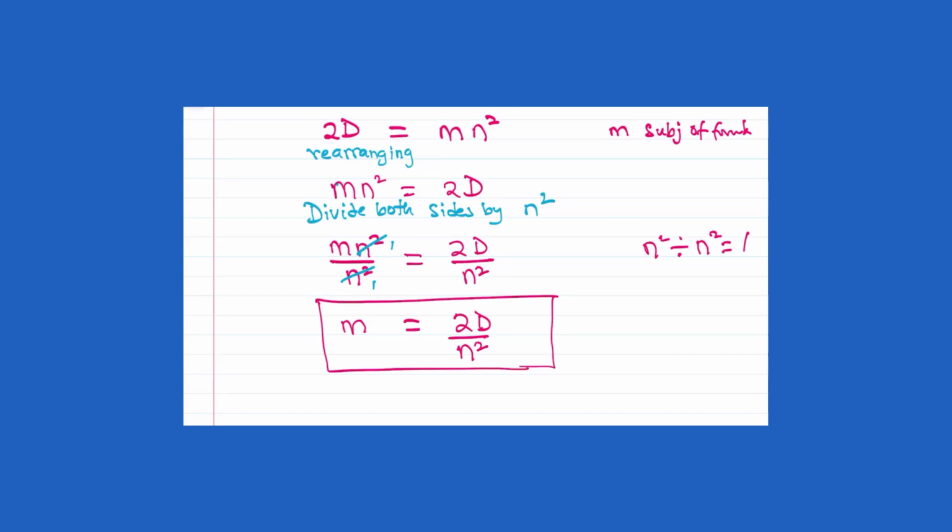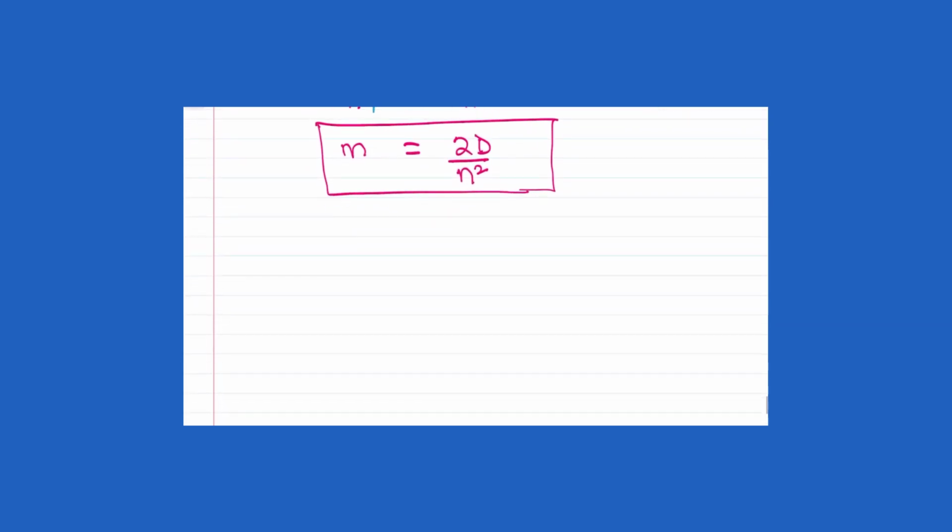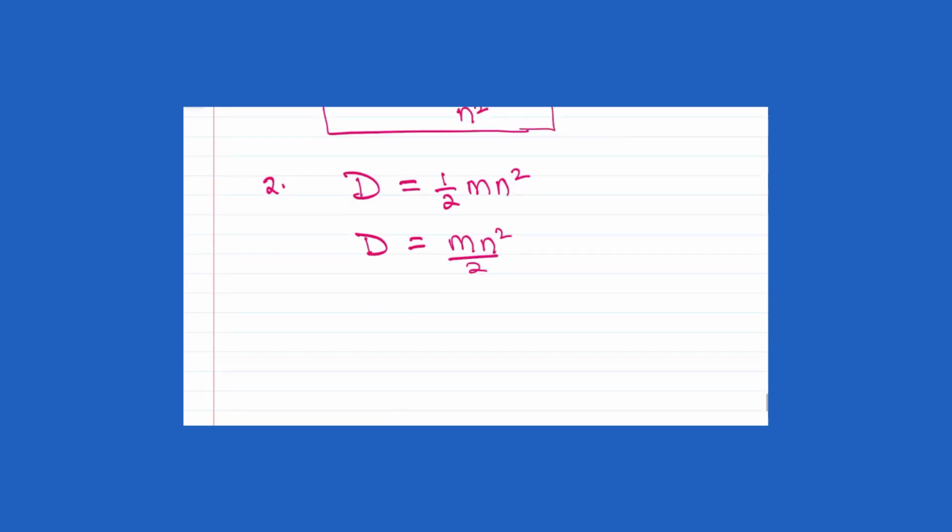Now, let's take the second one. Now we want to solve for n. Please pay attention to it, because you're going to see a new dimension when we have a variable that is squared in this instance. So we have d is equal to half m n squared. So d is equal to m n squared over 2. Just like we did in the prior question, our LCM will be 2, and then we'll multiply both sides by 2.